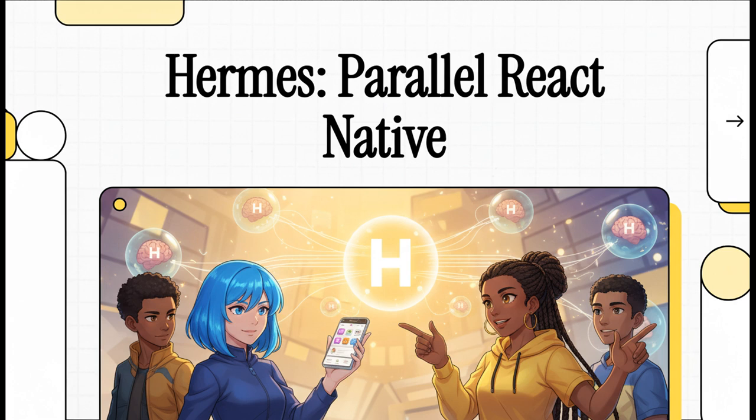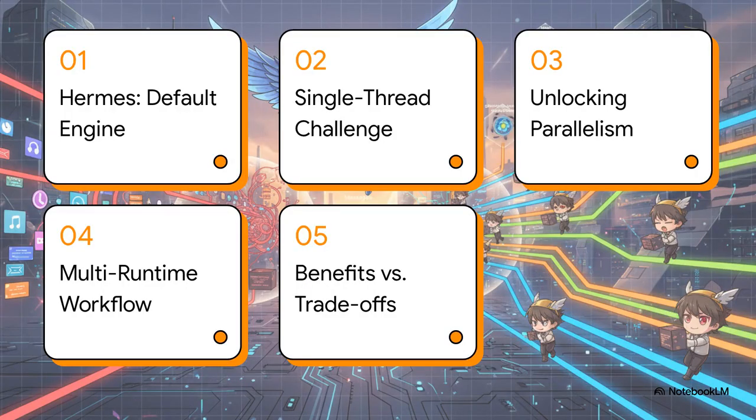Today, we're going to break down exactly how React Native pulls this off, using a superpowered engine called Hermes to unlock true parallel processing. Here's the plan. First, we'll dig into why Hermes is the default engine for React Native now. Then, we'll tackle that single-thread problem head-on. After that, we get to the really good stuff, how we can unlock actual parallelism. We'll walk through the entire workflow, step by step. And finally, we'll wrap up with an honest look at the benefits versus the costs.